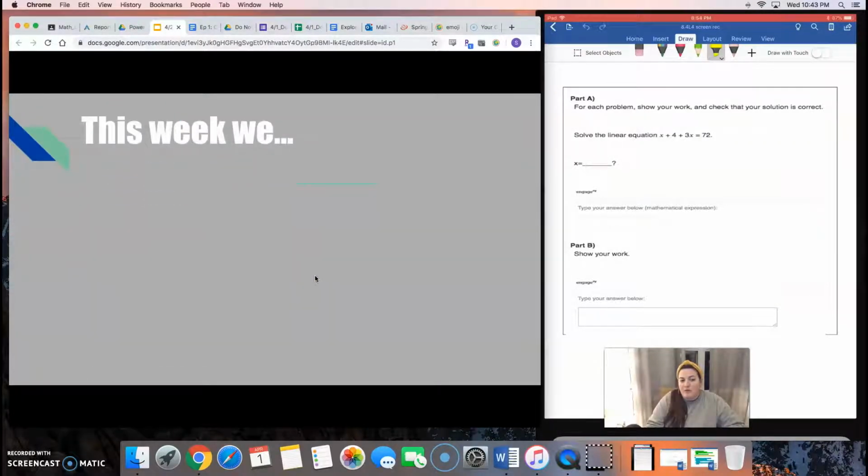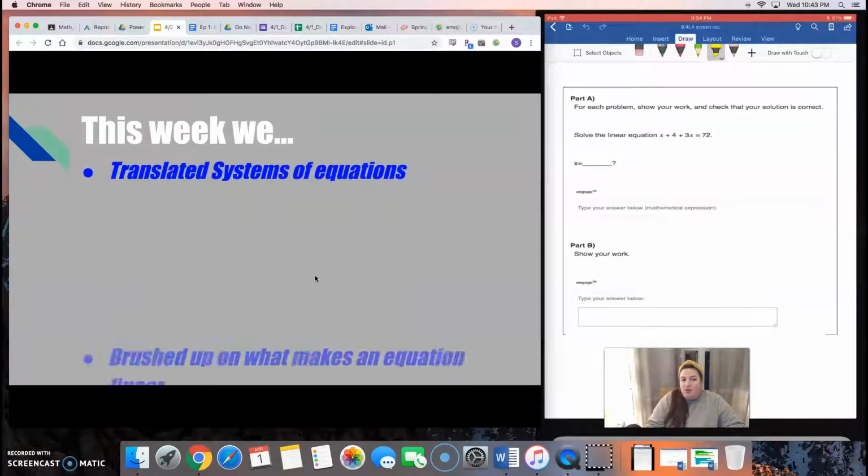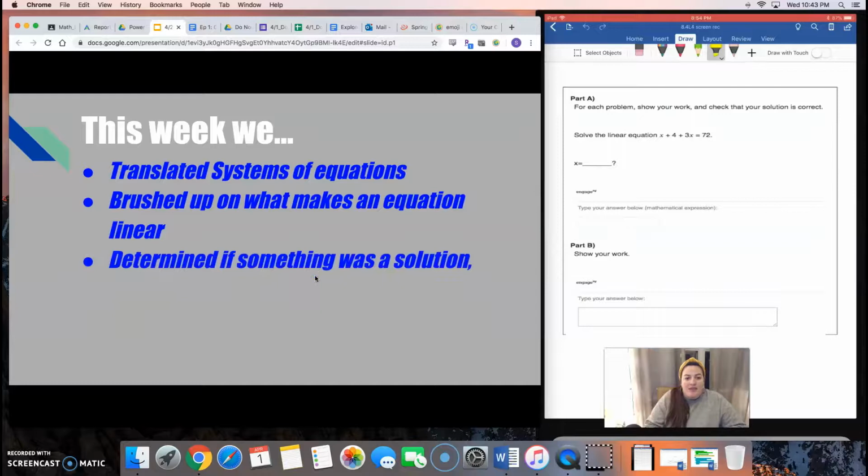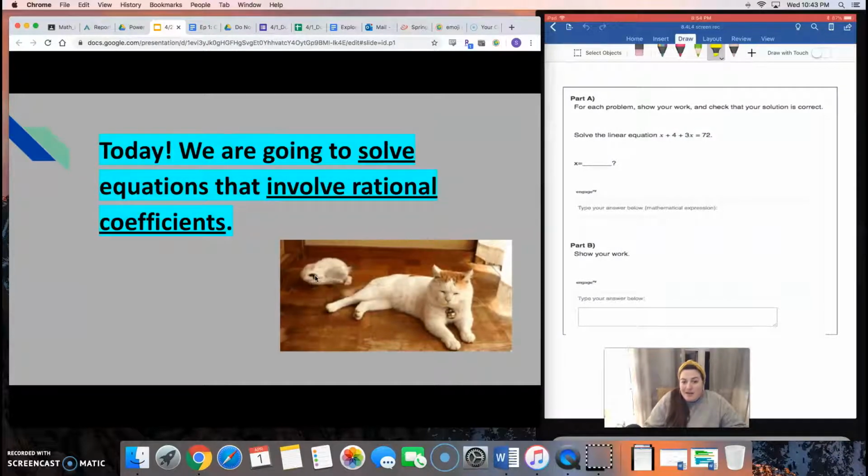So this week we have translated systems of equations. We have brushed up on what makes an equation linear. Make sure you look at that feedback because I want to make sure we're crystal clear in our explanations. Why would an equation be linear? How does that affect our rate of change? And then we determined if something was a solution. And then we also took a look at an equation with infinite solutions and brushed up on what we remember from class.